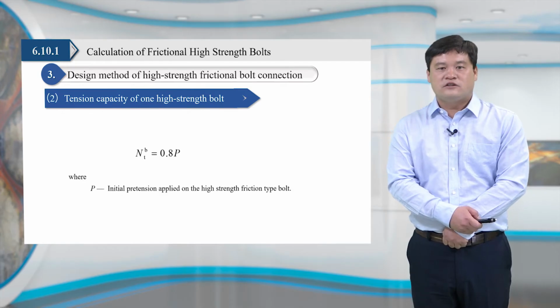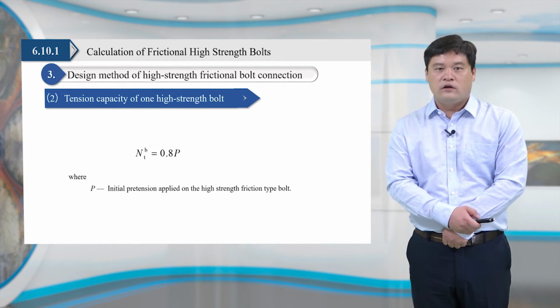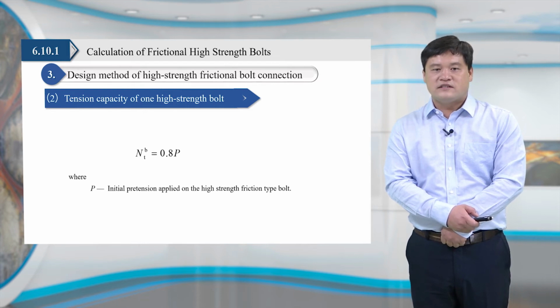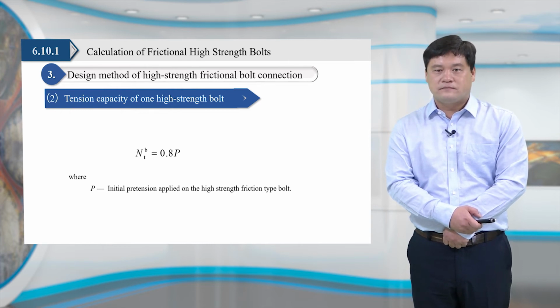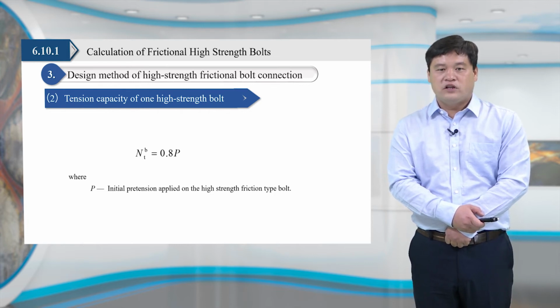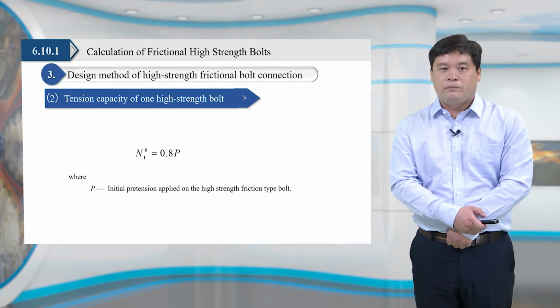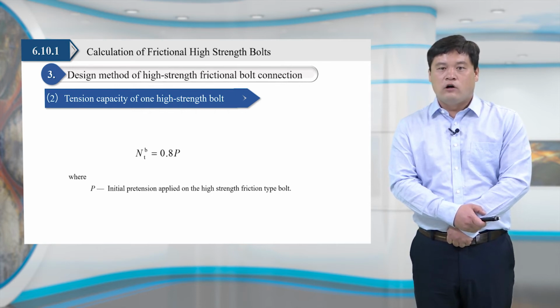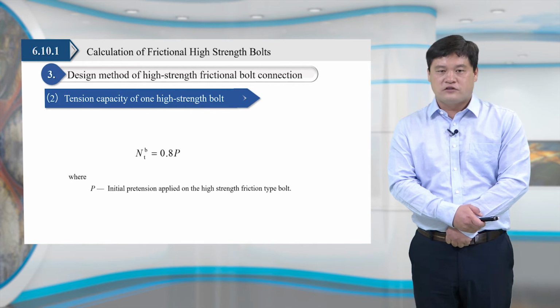The test shows that when the external tension is greater than the pretension of bolts, the pretension in the bolts decreases after unloading. That is, the phenomenon of relaxation occurs. But if the external tension is less than 80% of the bolt pretension force, no relaxation will occur. Therefore, in the high-strength bolt friction type connection that is pulled along the axis of the rod, the design value of the tensile capacity of a single high-strength bolt is equal to 0.8 times the pretension force.